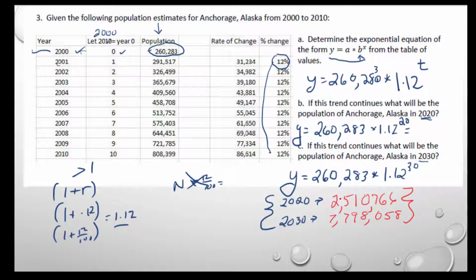It also kind of shows the power of exponential growth, because in the 10 years from 2020 to 2030, just growing at 12% per year, it more than doubled.